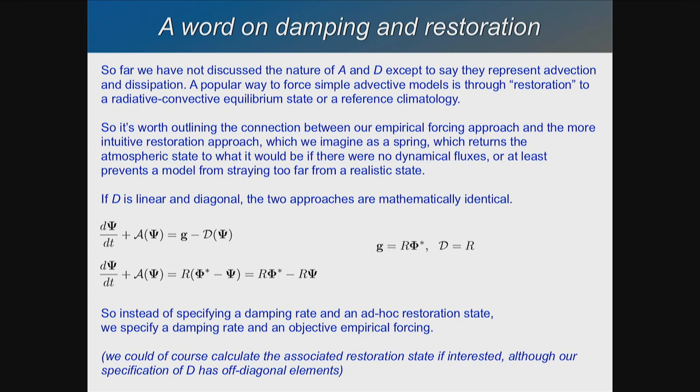You can just look at the equation, right? So I have a tendency, a nonlinear term, a forcing, and a damping. This is Held-Suarez: a tendency, a nonlinear term, a restoration timescale, if you like, a radiative convective equilibrium state, and the model state, where you restore the difference between the two, which can be written like this. It's R times phi star, which is G, and R times phi, which is this. So it's the same, okay? Provided D is diagonal, it's the same. But my forcing is the restoration state divided by the time scale of the damping, and my damping is just that, one over the time scale of their damping.